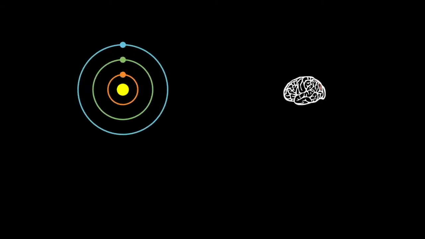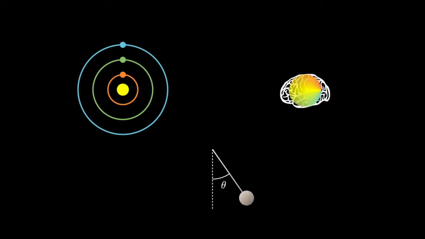What do a planetary system, our brain, and a pendulum have in common? They are all dynamical systems, meaning they are not static but change as a function of time. When it comes to dynamical systems, it is often easier to explain why they change than it is to explain why they are in a certain state or position.